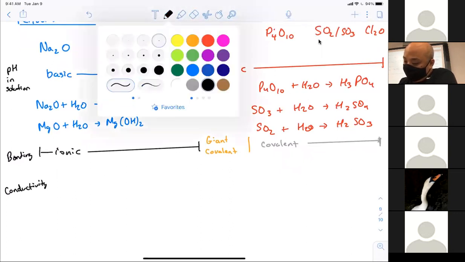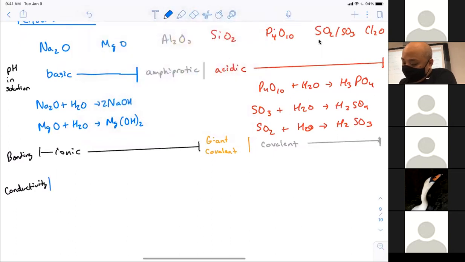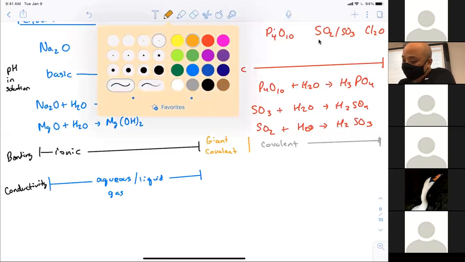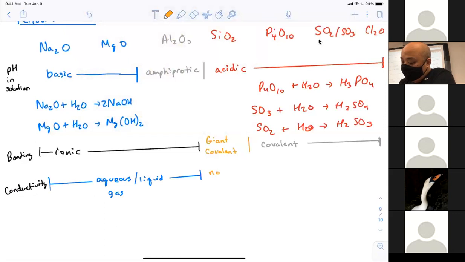Okay. Conductivity. These are conductive when aqueous, liquid, or a gas, not solid, because you have the fixed ions. And for SiO2, moving on, it's never conductive.